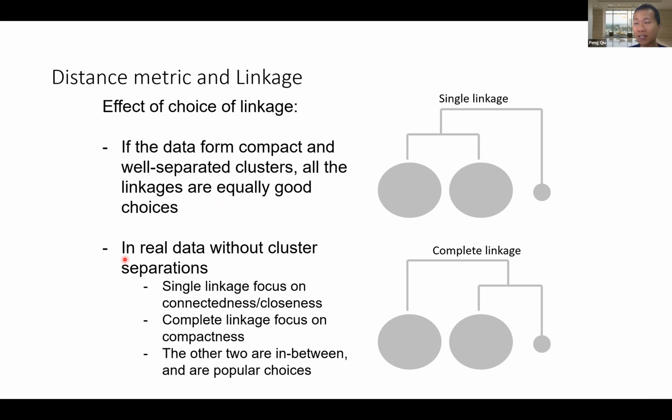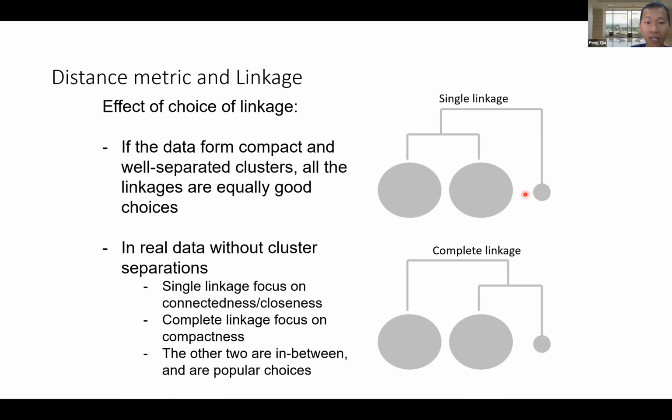Now, in real data sets without clear cluster separations, the choice of linkage actually matters. For example, let's say we have 3 clusters looking like this. Two clusters are big with a very small gap in between, and we have a small cluster that's a little bit further away. If we're doing single linkage, then the distance between these two clusters is very small. The distance between these two clusters is this gap. This is a bigger gap, right? So single linkage will view these two clusters as the most similar and group them first, and then group this cluster next.